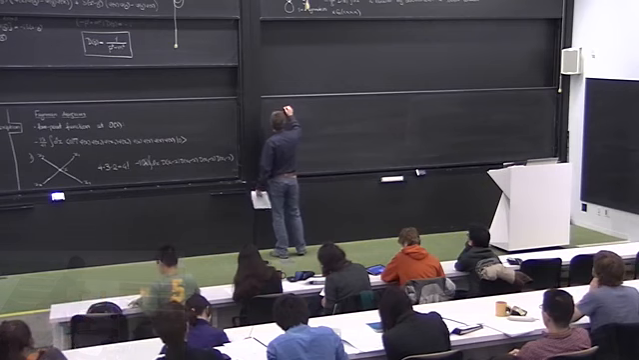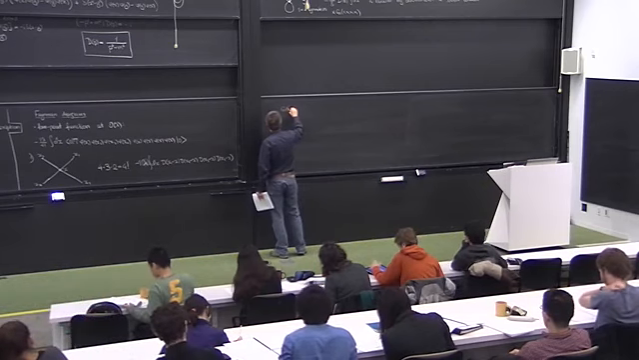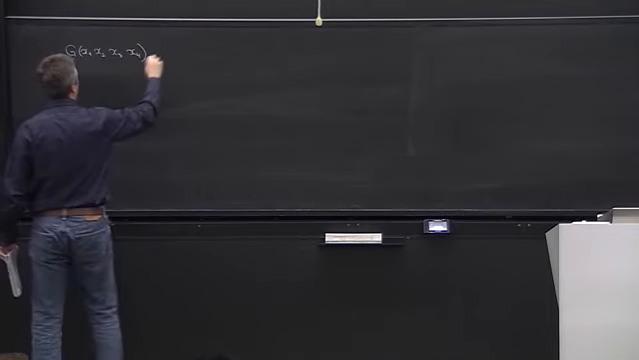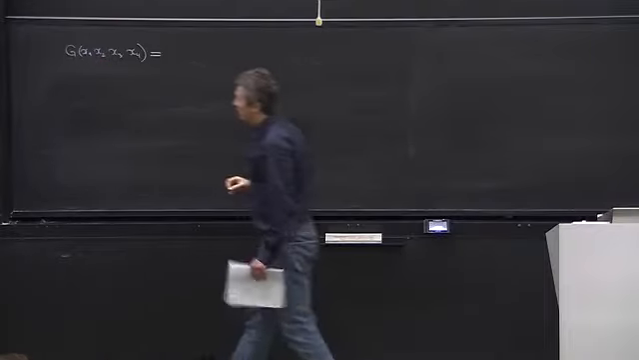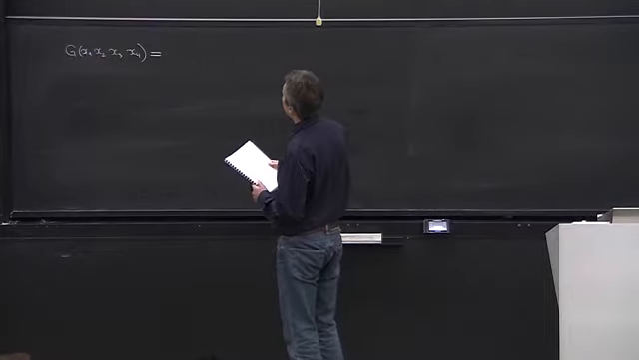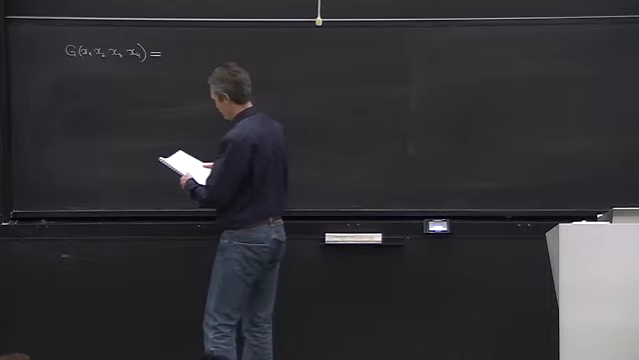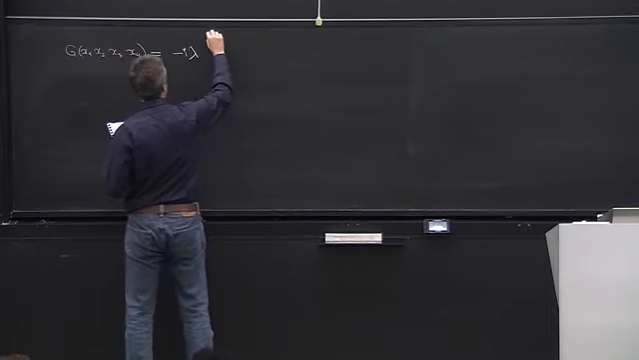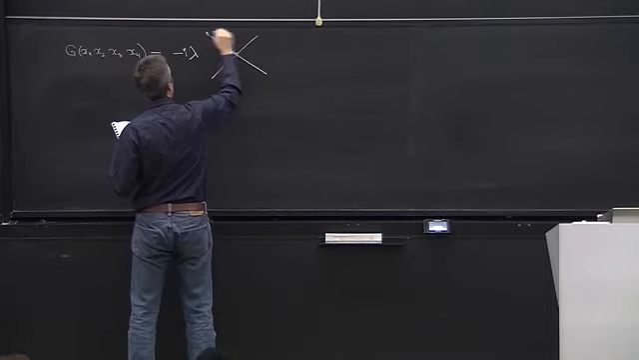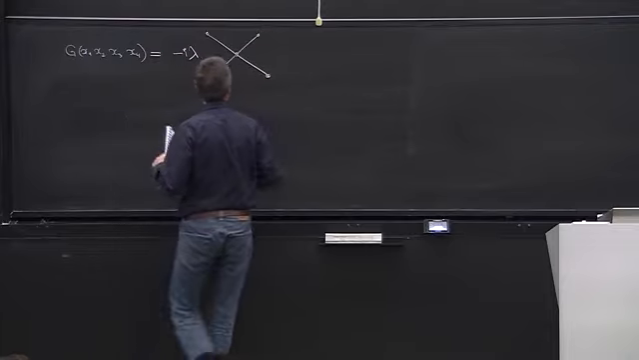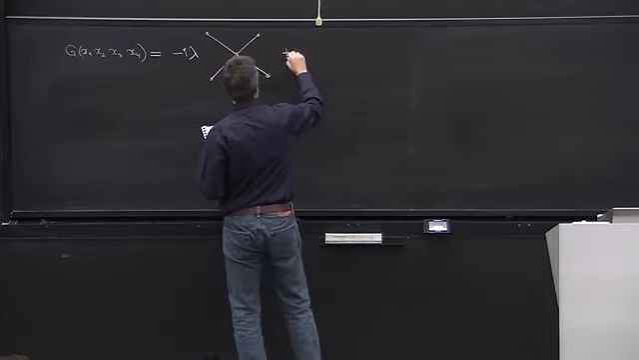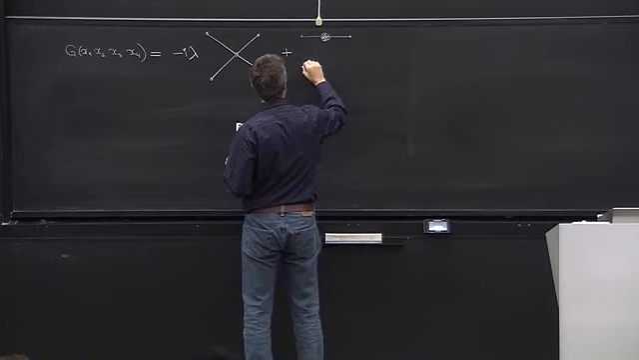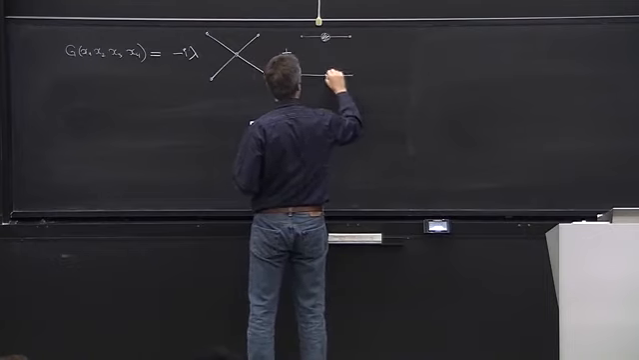So what is the end answer? So the end answer is that G of x1, x2, x3, x4 is equal to, and here we can represent it just by diagrams. So this will be equal to minus i lambda times this cross diagram. And then plus the free field diagrams, but with dressed propagators.